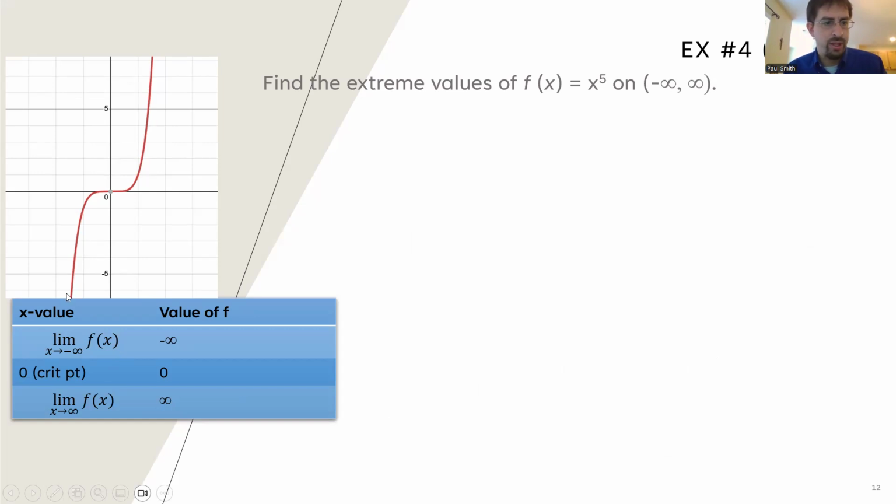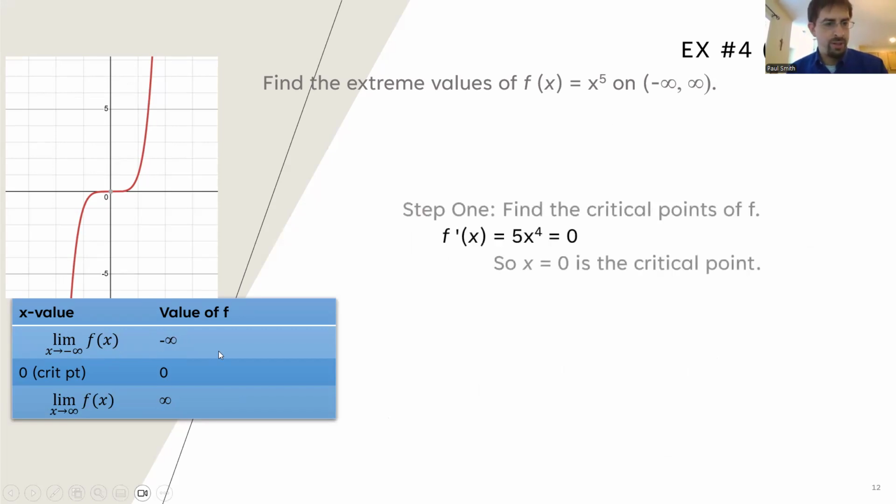And if you remember what the x to the 5th function looks like, it is an odd positive function. All right, so in this case, if we do the limit as x goes to -infinity, we get -infinity. And then we do the limit as x goes to infinity, we get positive infinity.